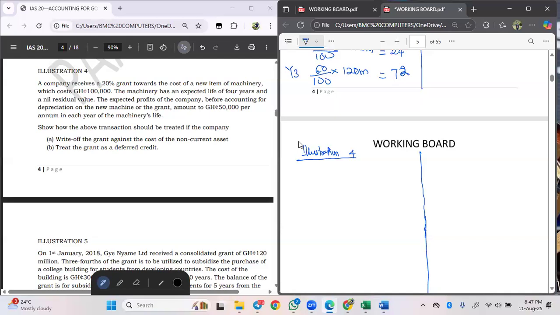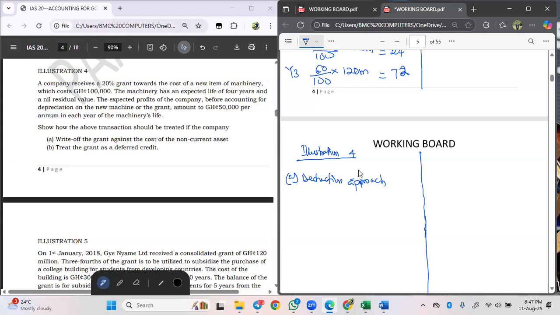The expected profit of the company before accounting for depreciation on the new machine or the grant amounts to 50,000 per annum in each year of the machinery's life. Required: show how the above transaction should be treated. If company A writes off the grant against the cost, that's the deduction approach, and B treats the grant as a deferred credit.